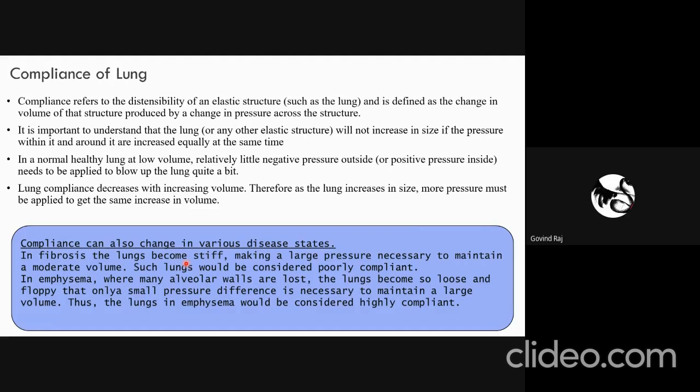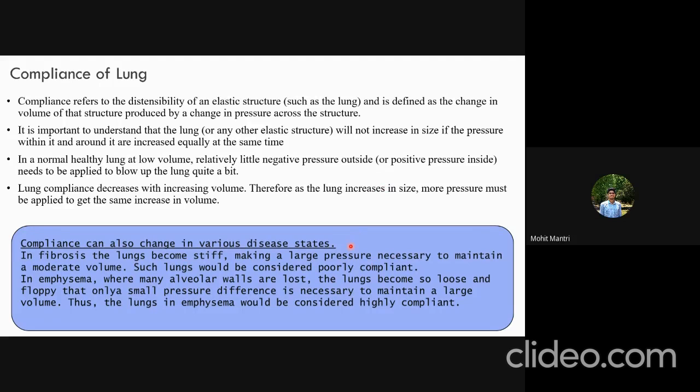Okay, did you get the idea from that? Why do we say that in fibrotic lungs the compliance is very poor? Anyone? Hello, those who are listening, why is it said that fibrotic lungs are poorly compliant? Hello.